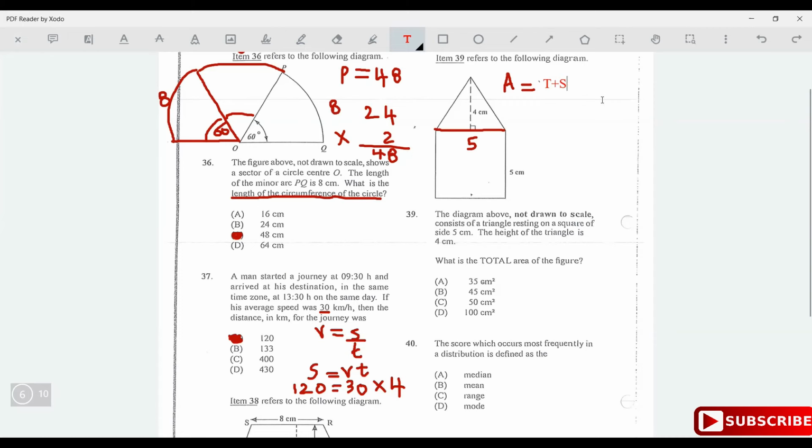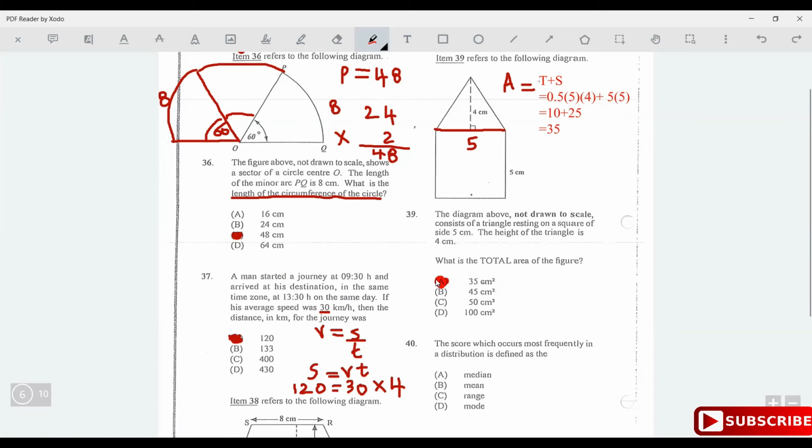Area of triangle is equal to a half base times height. The base is 5, the height is 4, plus the area of the square is 5 times 5. Now, a half of 5 times 4, 5 times 4 is 20. 20 times a half is 10, plus 5 times 5 is 25. And so the area is 35. Easy, easy, easy question.